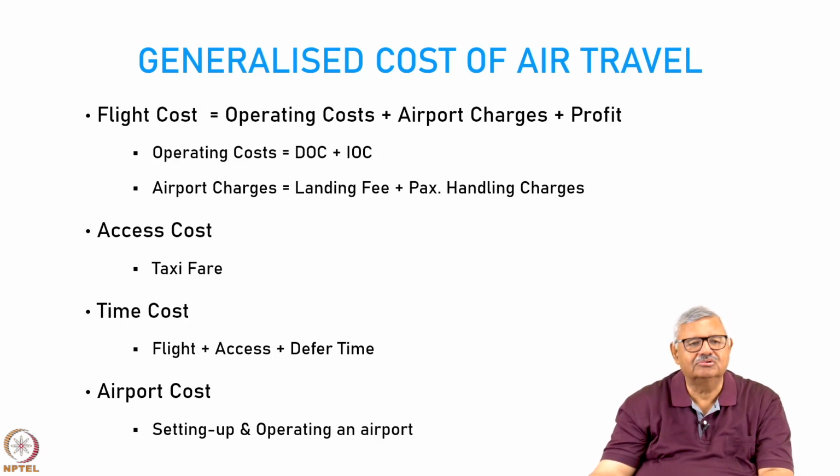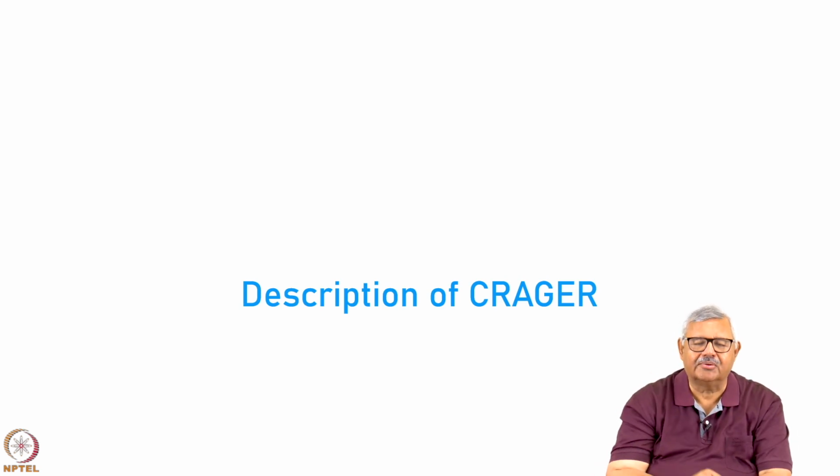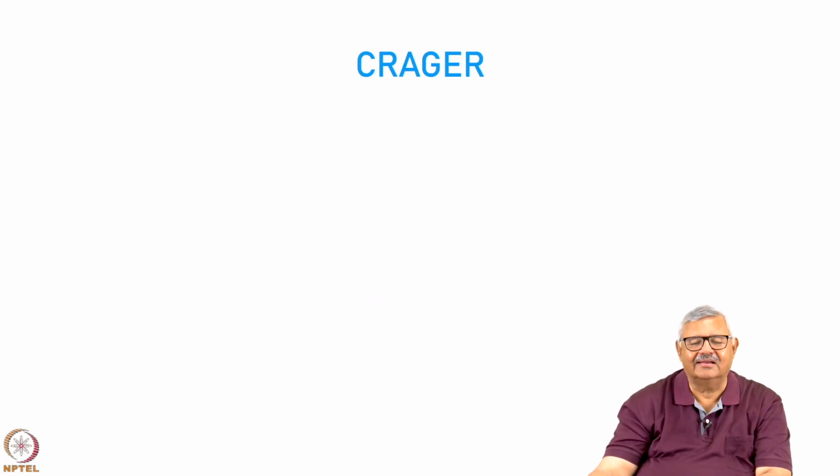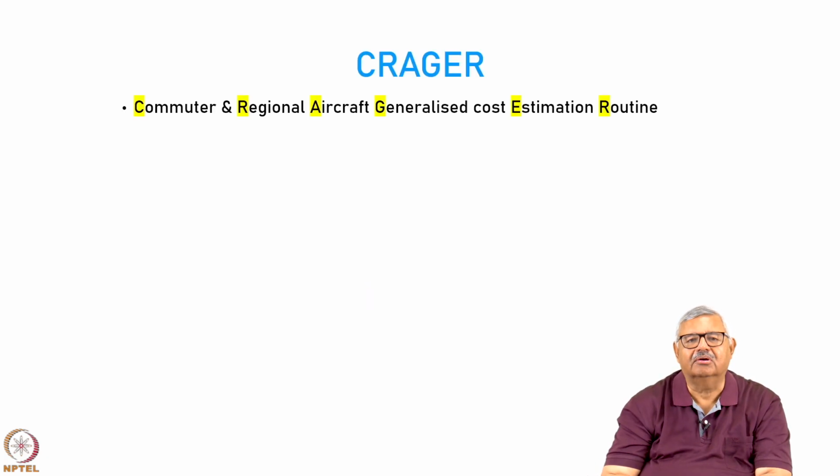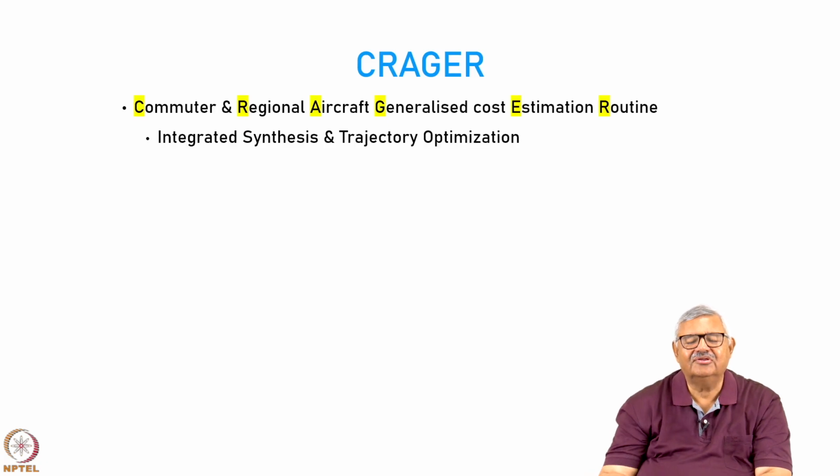So, this particular study looks at flight cost, access cost, time cost, airport cost, but the access cost is a fixed number in this particular study. Okay. Now, to incorporate all these things into a computer program for commuter and regional aircraft, a code called CRAGER was created, and now I am going to describe to you this particular code. What is CRAGER? CRAGER is an acronym that stands for Commuter and Regional Aircraft Generalized Cost estimation routine. Okay. Now, this is basically a program that does two things together.